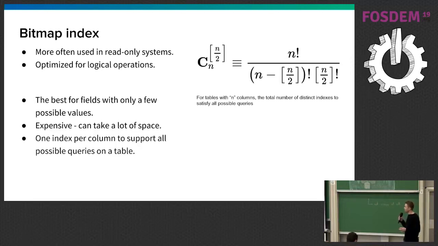And also the good thing about the bitmaps is that because it's optimized for logical operations, you can create one bit index per column to satisfy all queries. If you don't have bitmap indexes, the formula on the right is the number of indexes which you have to create to satisfy all the possible queries, where n is the number of columns. So, for example, with B-trees, you have to deal with this.